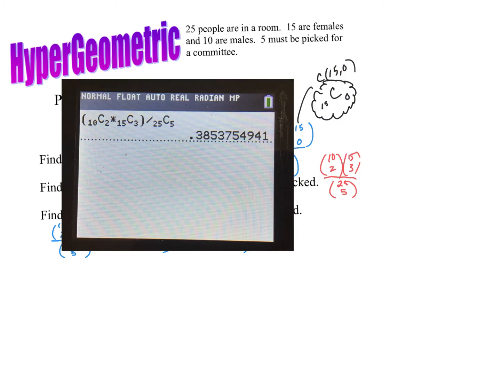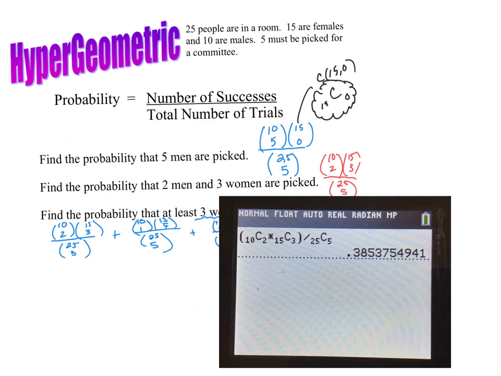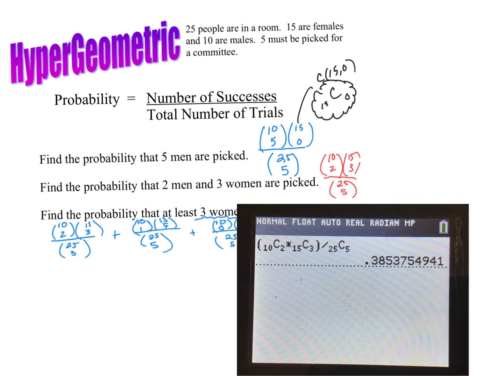All right, so here I've actually typed in the one example that we did with the 2 men and 3 women. Okay, so the red writing, so you can kind of see how I would have typed in the whole thing. Okay, right here.